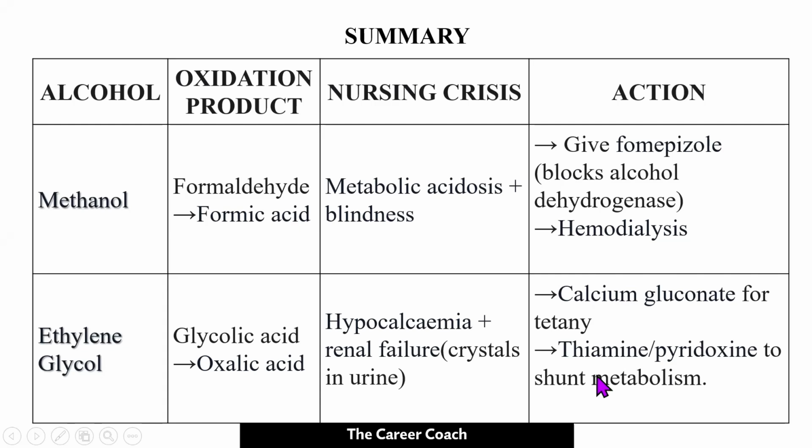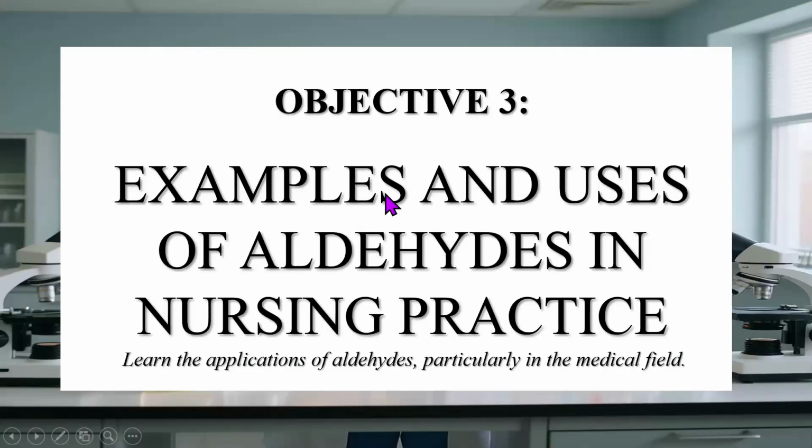What does this shunt mean? Shunt means that thiamine and pyridoxine direct ethylene glycol away from the toxic pathway, breaking down and making it safer. Objective number 3. Examples and uses of aldehydes in nursing practice. We want to learn the application of aldehyde, particularly in medical field.